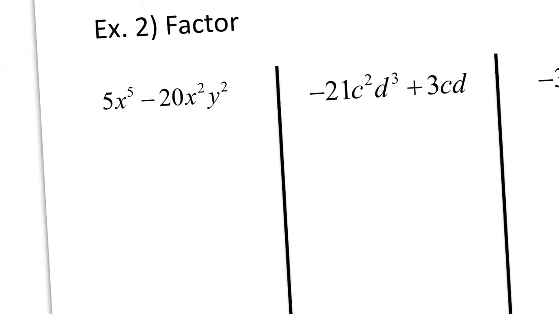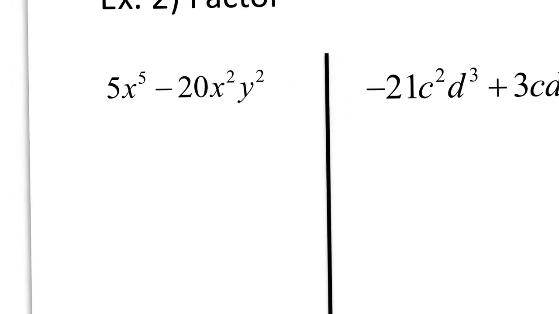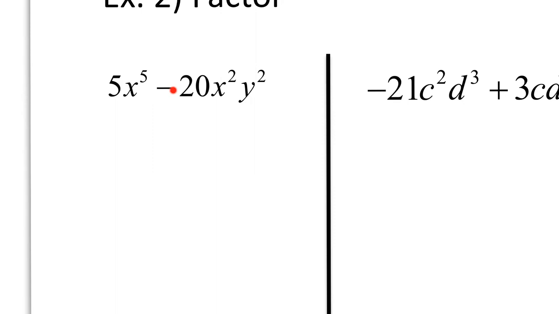Notice it says factor. So that means you want to find the 2 polynomials that will multiply to this binomial. What multiplies to 5x to the 5th power minus 20x squared y squared? So first, I'm going to put my parentheses. That's how we start. I need something outside. I need something inside. So now I'm going to look for the greatest common factor.